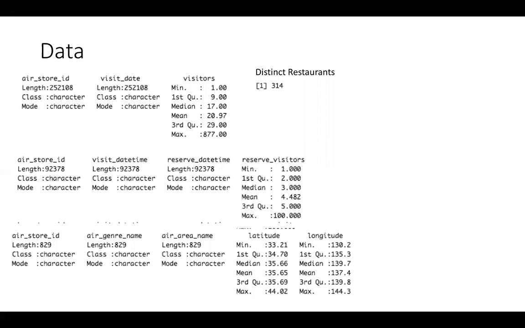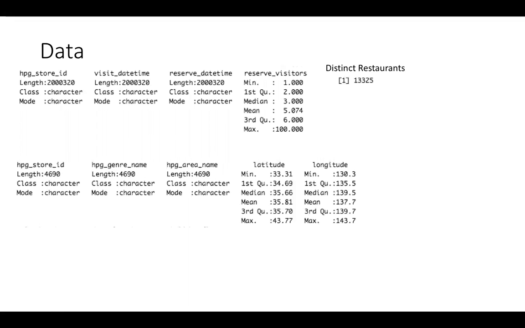First, let us explore the data. For the Air store data, we are given 314 different restaurants, their data on visitors, reservations, their location, and their restaurant type. We are also given a Hot Pepper Gourmet data set, which contains 13,000 different restaurants, a lot more than what we need.